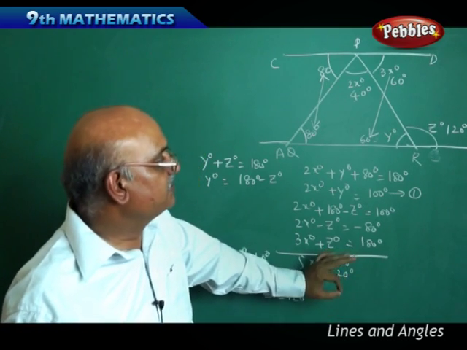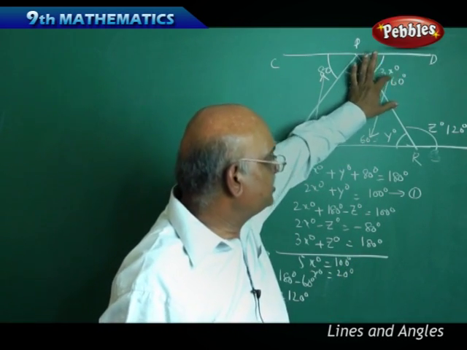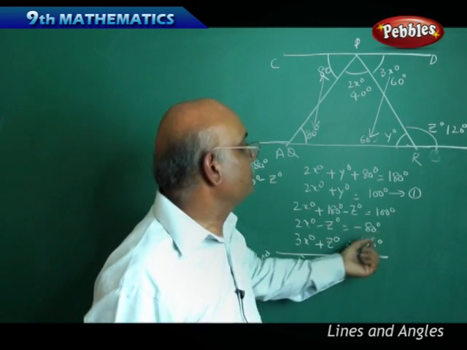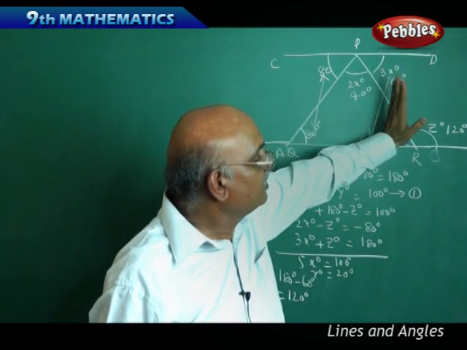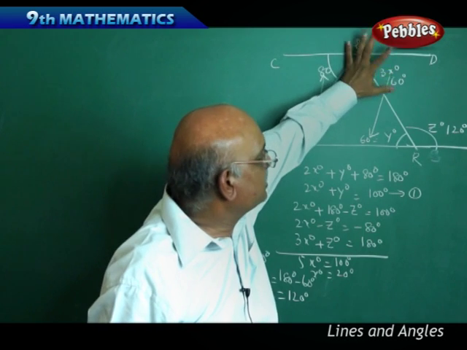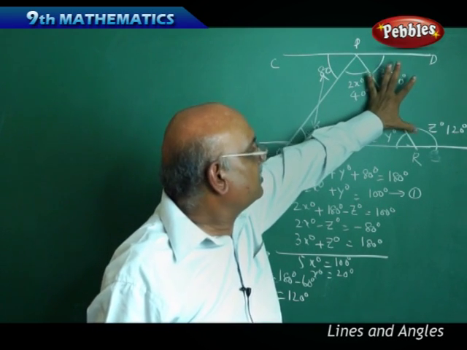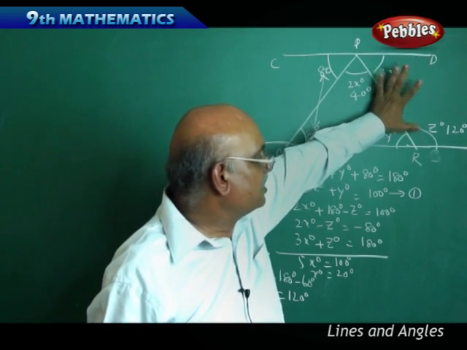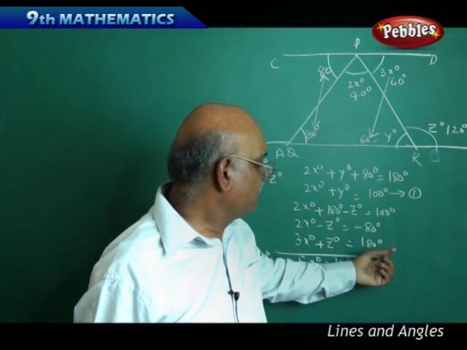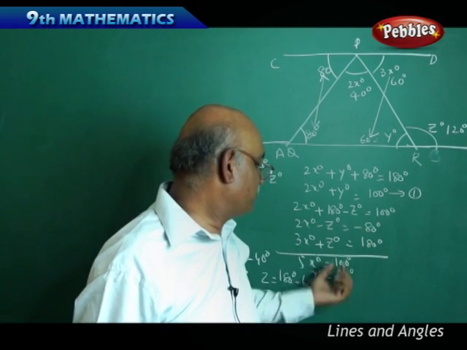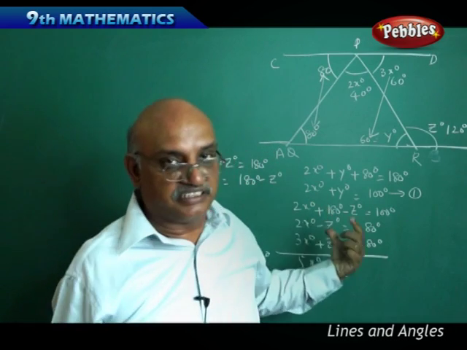The key point in this is 3x degrees plus z degrees is equal to 180 degrees. This is the sum of the angles on the same side of the transversal line, called corresponding angles. Sum of these angles is equal to 180 degrees. Based on this, we are able to get the values of x, y, z.